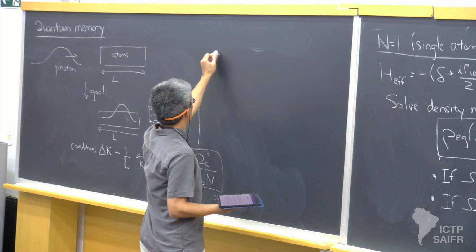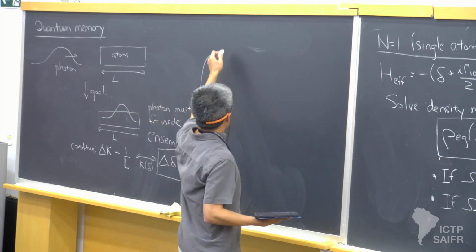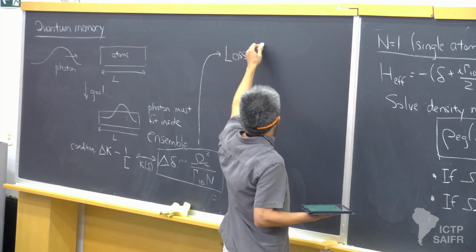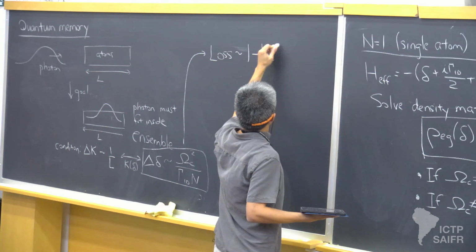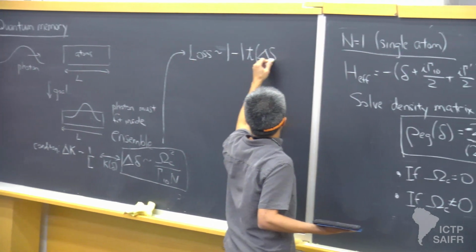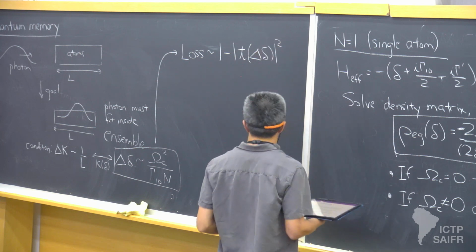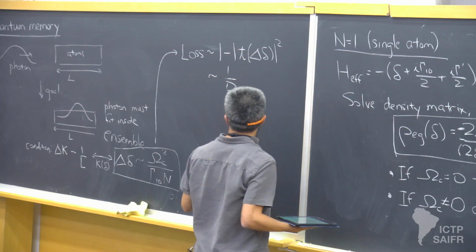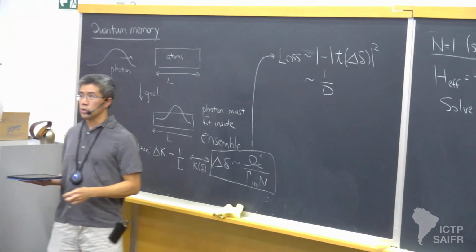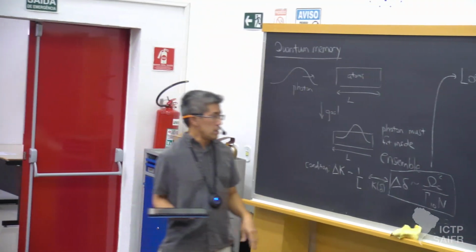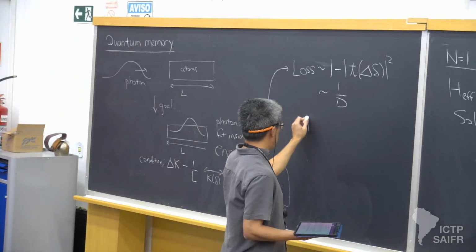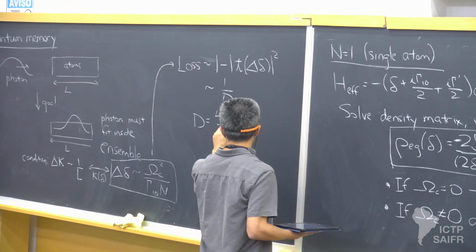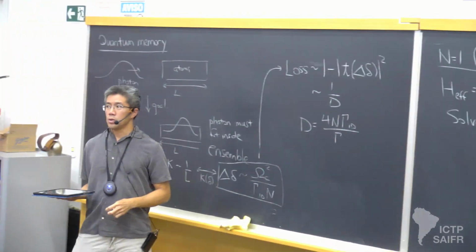Okay, so the characteristic loss is given by 1 minus T of this characteristic frequency here, squared. And then if you go through the math, that's given by, or proportional to, 1 over the optical depth of the medium. Okay? So remember that this optical depth was something I previously defined to be proportional to the atom number times the coupling efficiency of a single atom to the Gaussian beam.